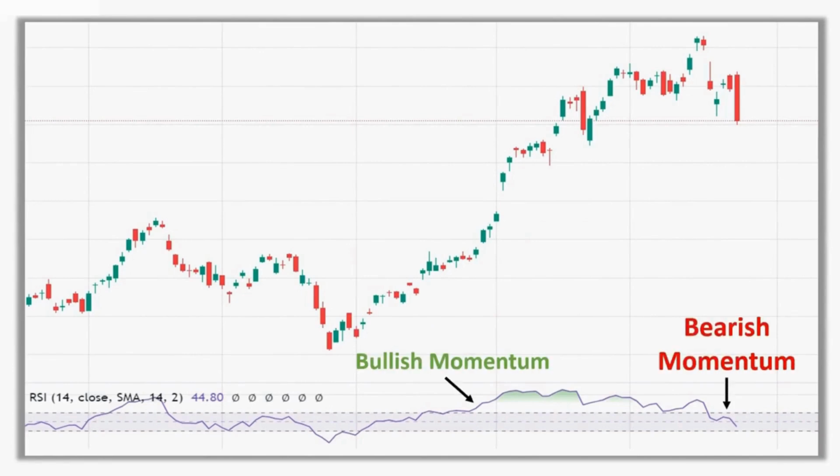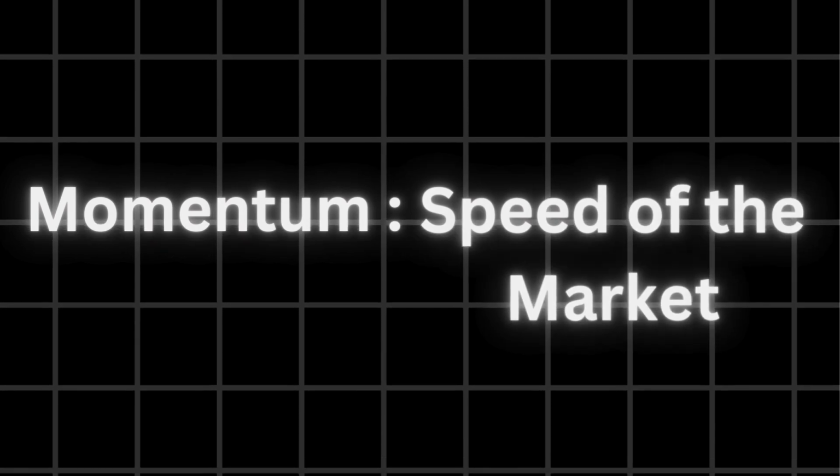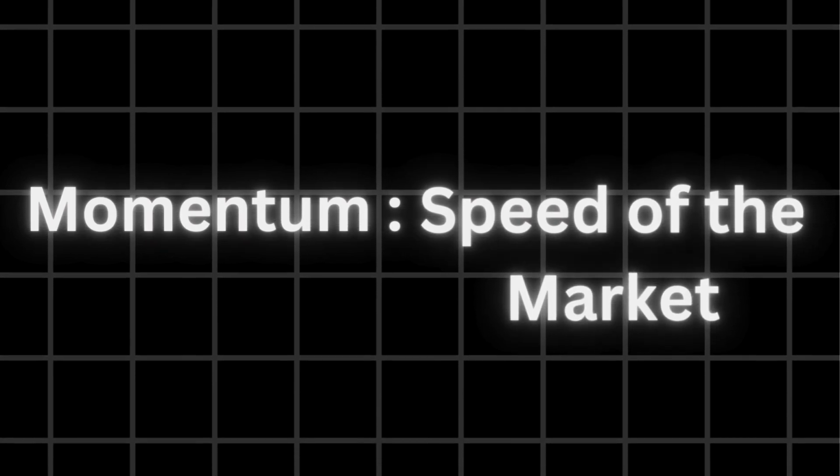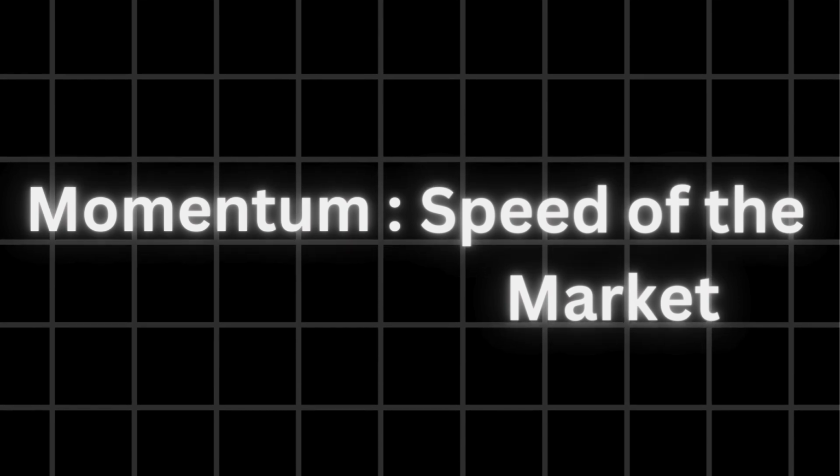RSI is an indicator that will tell you whether the market is in bullish momentum or in bearish momentum. Here momentum means speed, the speed of the market. That means the rate at which the market is going in an uptrend or in a downtrend. We can understand this by using the RSI tool.